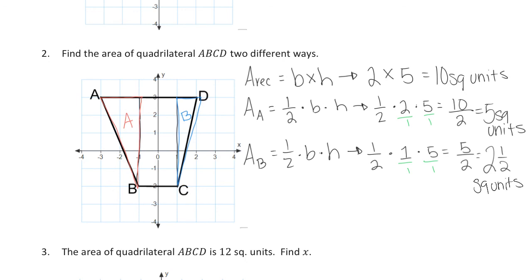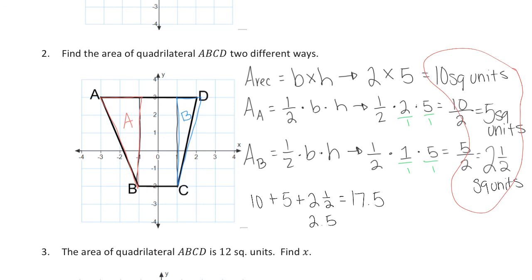Now we have all of our values here, so we can go ahead and add them. So I have 10 plus 5 plus 2.5. And when we convert 1/2 into a decimal, it is going to give us 2.5. You can add those up on a calculator, and our total answer is going to be 17.5 square units.